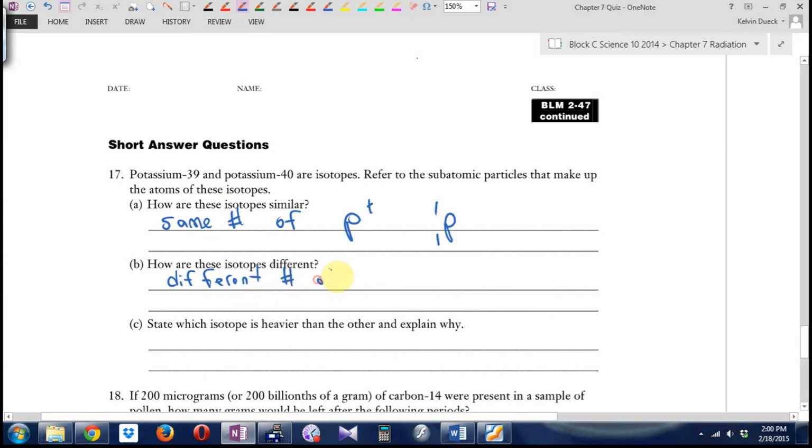Different number of what? Neutrons. N0 or 1N0, whichever symbol you want to use.